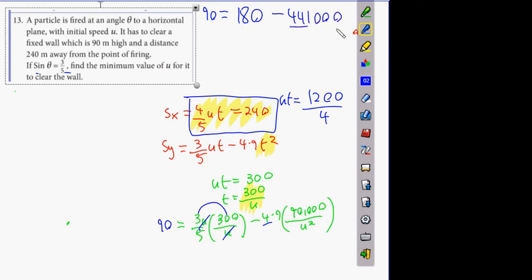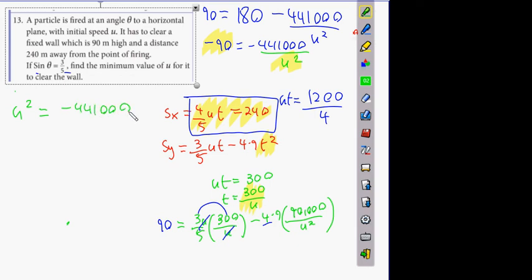Okay. Interesting. Bring the 180 over to your side. We get minus 90 equals minus 441,000 with the U squared on the bottom. What we're going to do is make the 90 and the U squared switch places. So we're going to have U squared equals minus 441,000 all over minus 90.